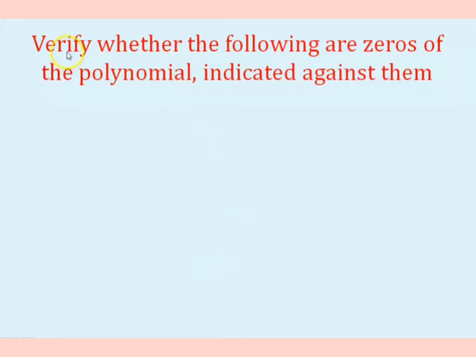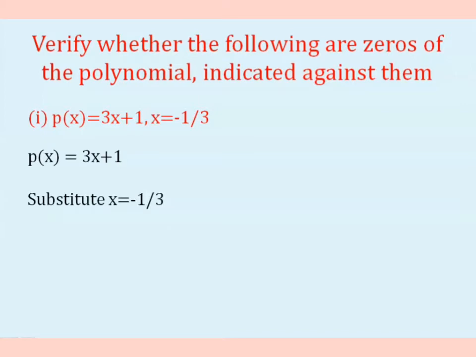That is, verify whether the following are zeros of the polynomial indicated against them. The first subdivision is p of x equals 3x plus 1, x is equal to minus 1 by 3. So they have given p of x equal to 3x plus 1. Now we have to substitute x is equal to minus 1 by 3 in the place of x in p of x, and we have to show that the p of x will be equal to 0. We'll do that. Substitute x is equal to minus 1 by 3.